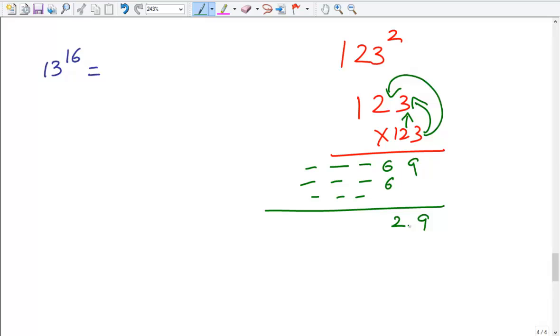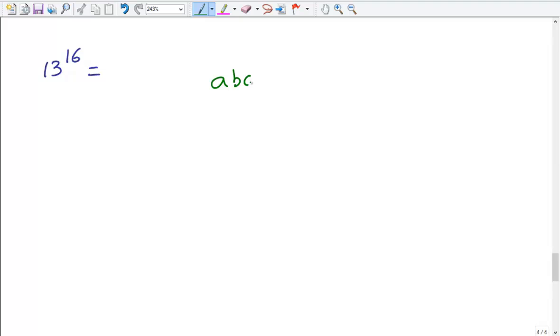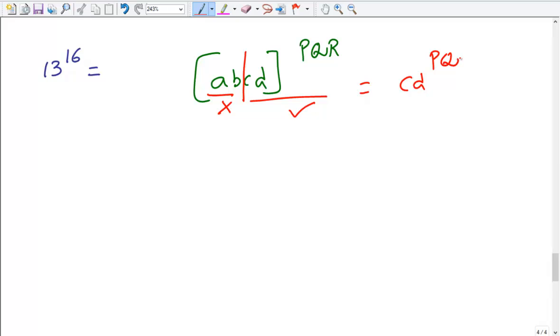Now observe which digits are involved. The unit digit of both the numbers, that is 3 and 3, and the tens digits of both the numbers, that is 2 and 3. So the remaining digits, that is the hundreds digits 1 and 1, are of no use. In such a case, what we can directly say is, if we have a number abcd and let's say whole power pqr, and you want to find the last two digits of the number, then these are of no use, and our primary concern is only with this one, that is cd whole power pqr.